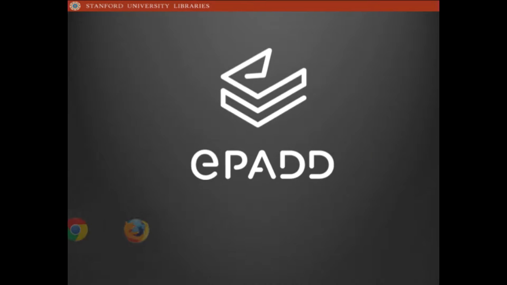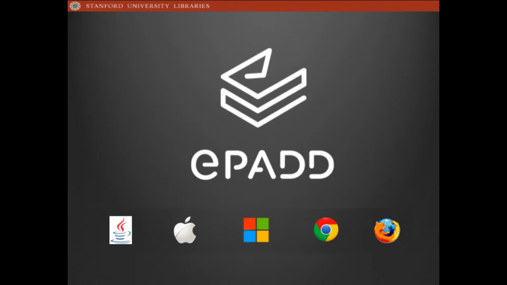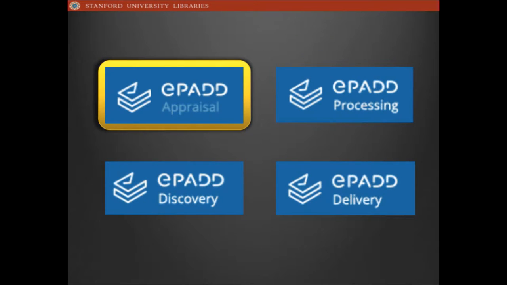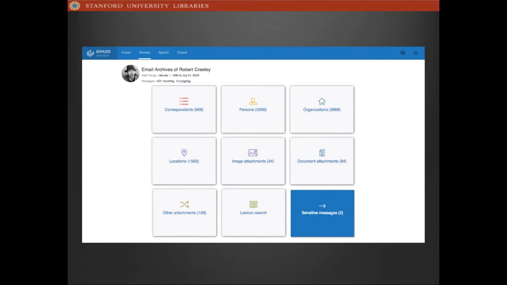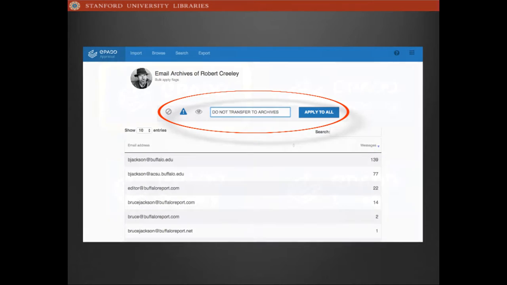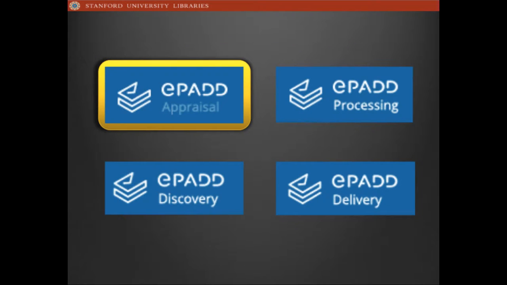EPAD is Java-based software packaged for Mac and Windows that runs in Chrome and Firefox browsers. It consists of four modules that build on each other but can be run independently in different locations. The appraisal module provides donors, curators, and archivists with a toolset to review and manage an email archive prior to accessioning it to a repository.